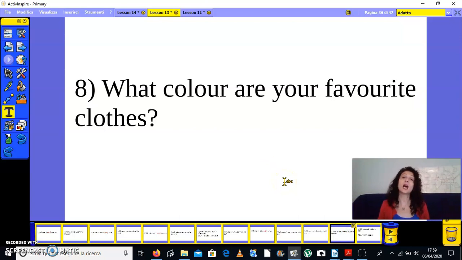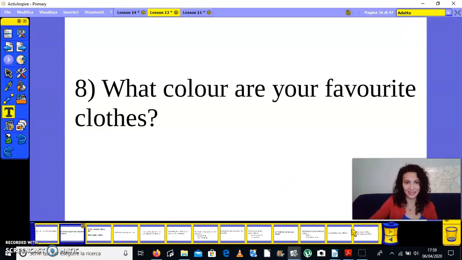And number eight. What color are your favorite clothes? My favorite clothes are blue, if you like blue, red, if you like red. You actually write the color of your favorite color. And my favorite clothes, of course, are blue, because I like blue. But this is me. So you speak about you, please.